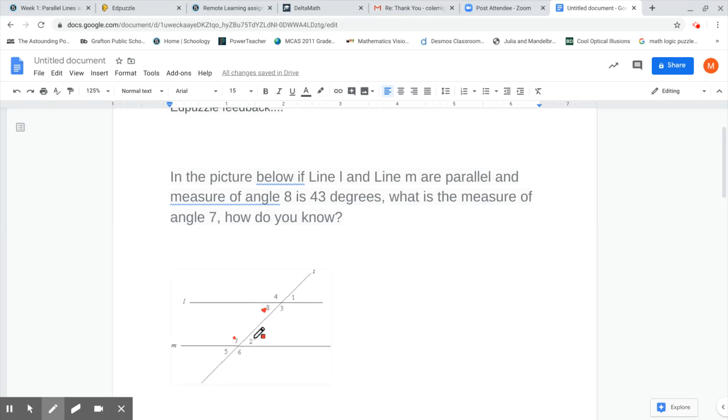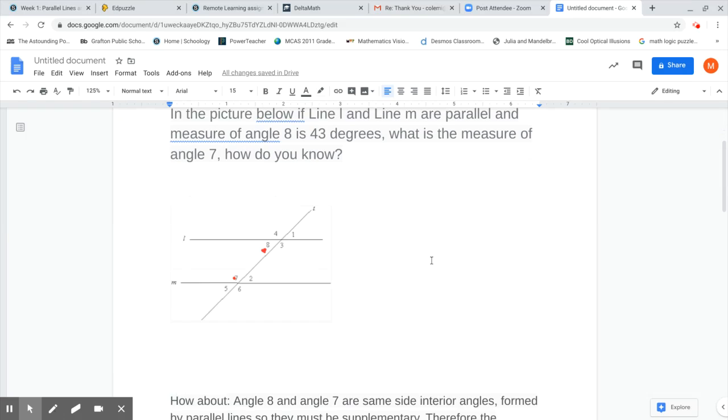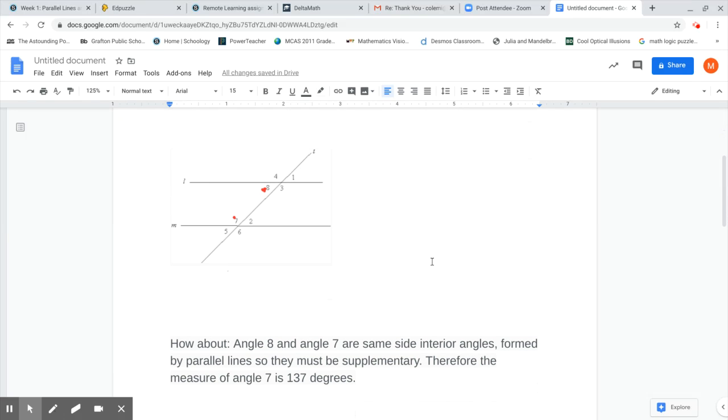Well, angles 8 and 7 do have a special relationship. How do I get back to here? There we go. I'm going to scroll. This is what I put as an answer, and this is what I gave to a lot of people in their feedback, which apparently most people couldn't see. Angle 8 and angle 7 are same side interior angles. They are formed by parallel lines, so they must be supplementary. Therefore, the measure of angle 7 is 137 degrees.